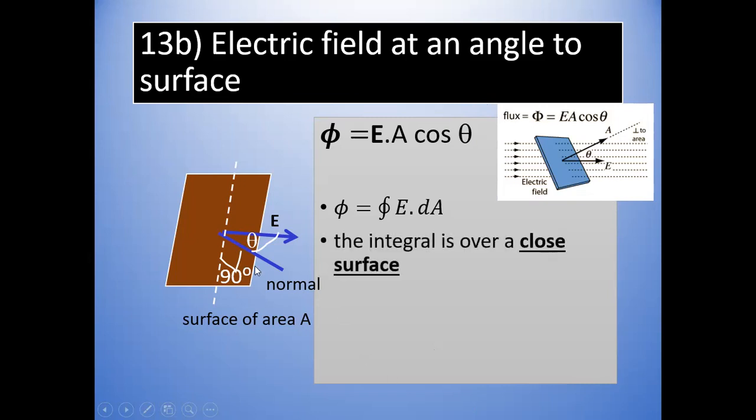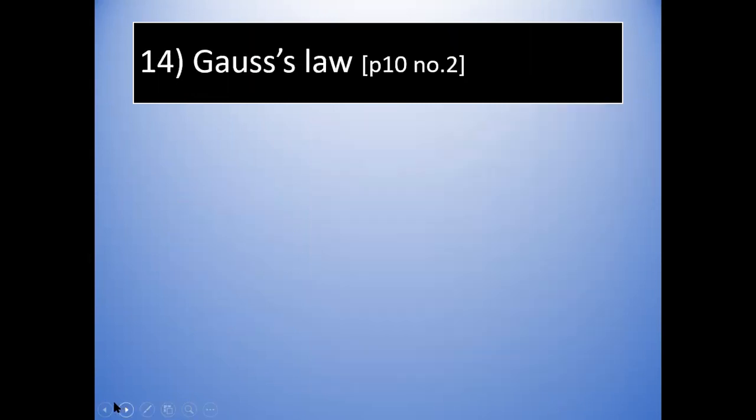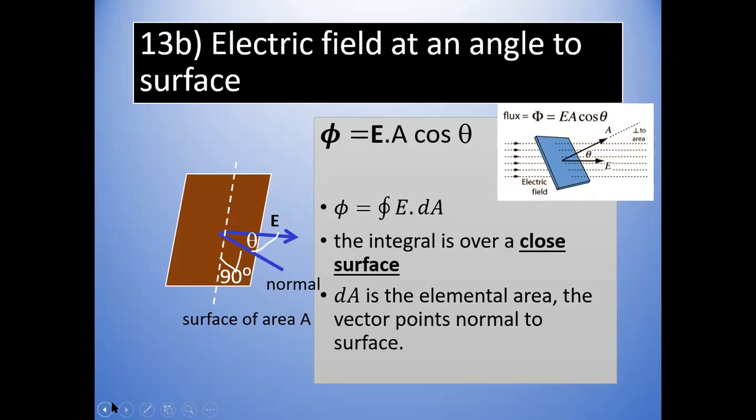So this is an integral over a closed surface. dA is just a small area, and the vector is normal. That is a vector for A, or normal. Okay with that? So we define the first concept, electric flux. If it's okay, we go further.